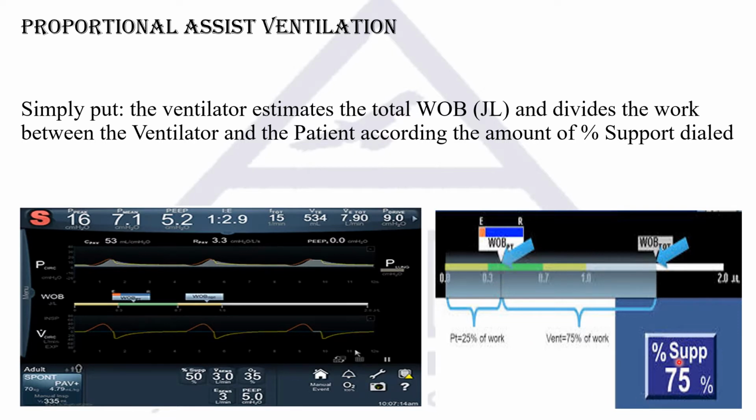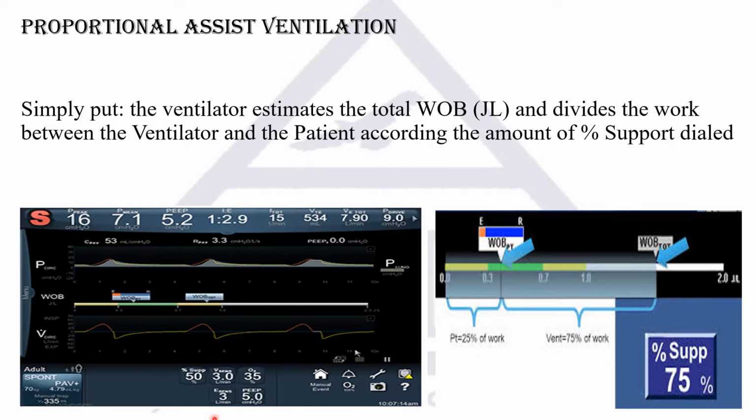So of course, if you decrease the support and the total work of breathing is still the same, you'll find that the patient will start shifting to the right. And vice versa, if you increase the support, of course, the ventilator will start giving more work, so the patient should go to the left.